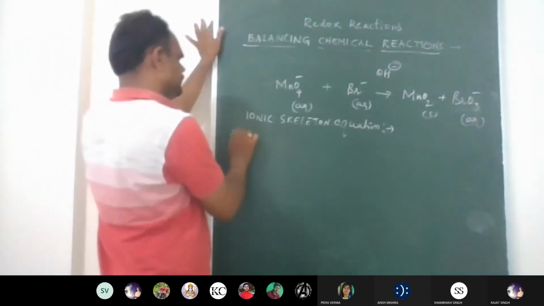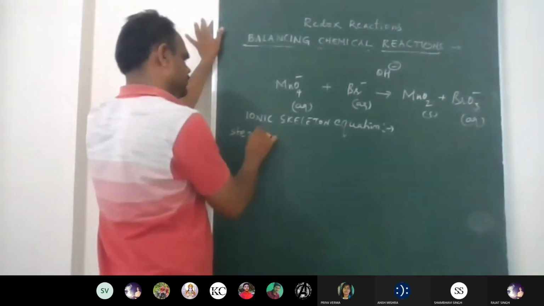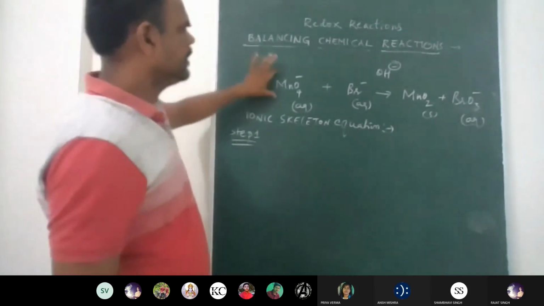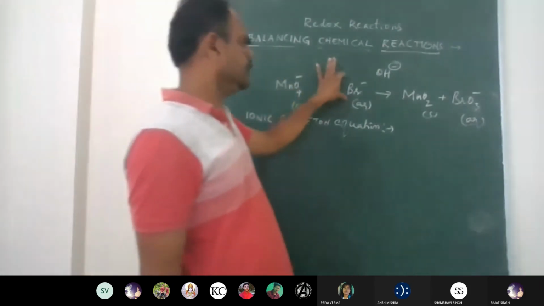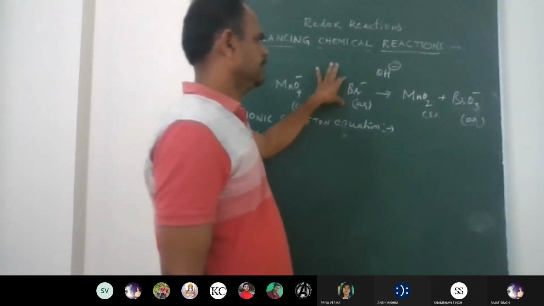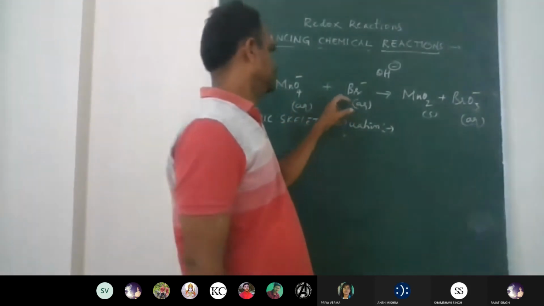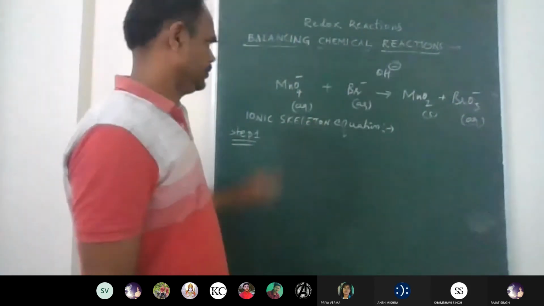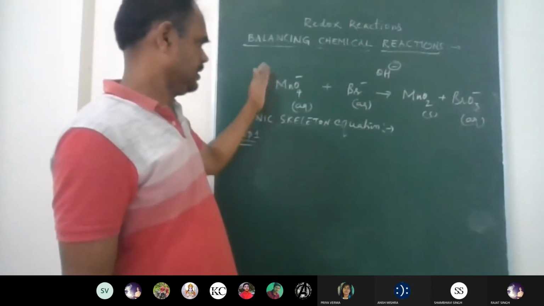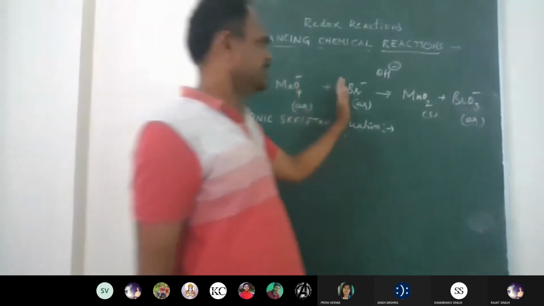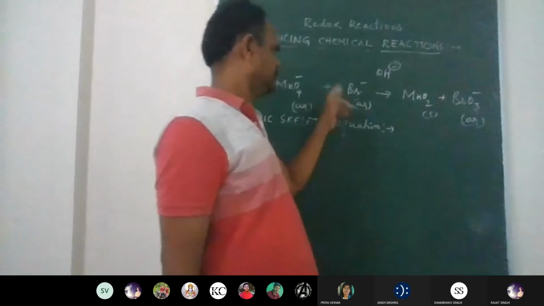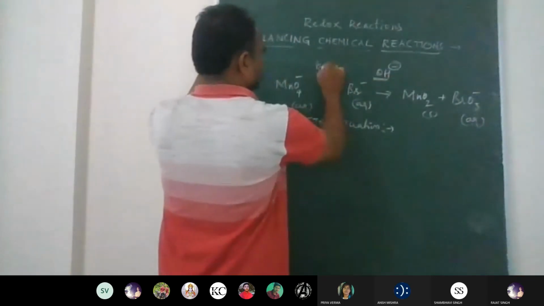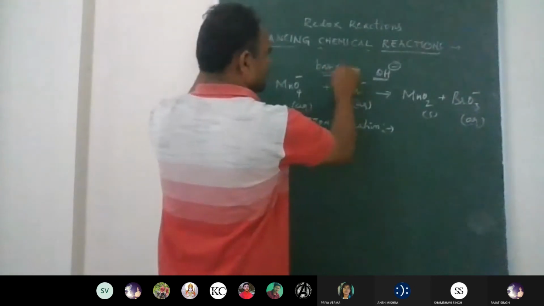What is the step 1? Tell me, what should we write in step 1? Here is the permanganate ion reacting with the Br minus ions in aqueous solution. So changing into MnO2 and BrO3. So this is the oxidizing agent. This is the reducing agent. This reaction is happening in basic medium. Which medium? Basic medium.